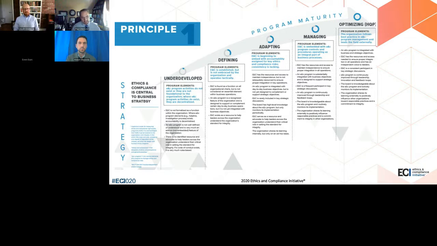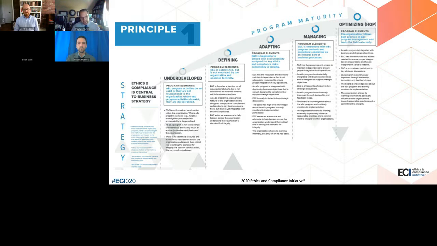When you come to the next level of maturity, which is adapting, here we start to see that the elements of an ethics and compliance program are more embedded within the company, and you're starting to see certain levels of accountability. And that is really where you're starting, in my opinion, to turn the corner. And you're moving up to the managing level all the way up to optimizing.